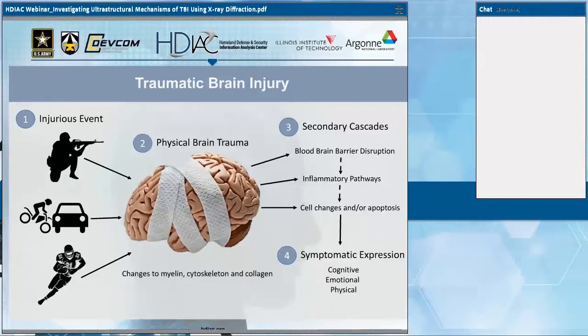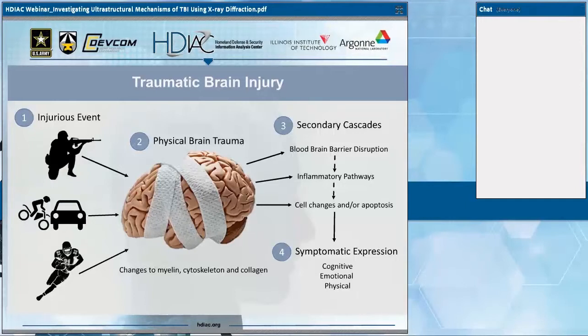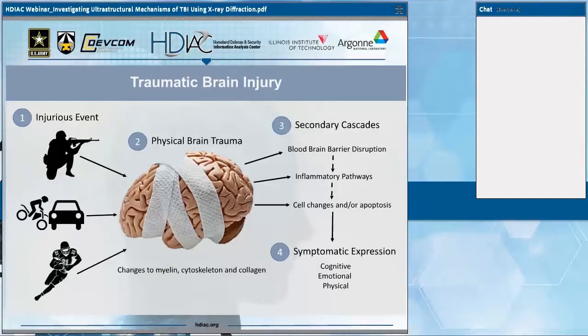Symptoms of TBI can be mild, moderate, or severe depending on the extent of damage to the brain. And typically the symptoms of TBI fall under several categories: cognitive, emotional, and physical. Cognitive symptoms include difficulty with attention, memory impairment, and mental fog. Emotional symptoms include psychiatric disorders such as depression, anxiety, and post-traumatic stress disorder, whereas physical symptoms might include chronic pain, migraines, and sleep disturbance.